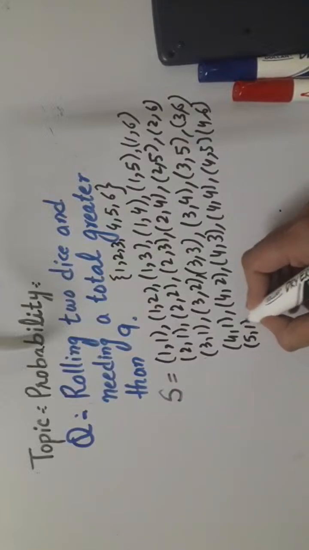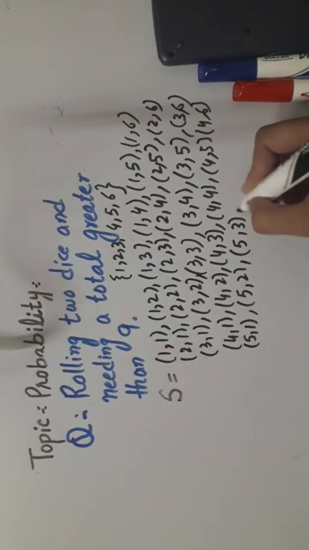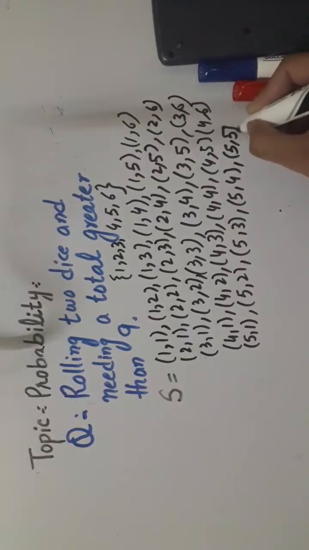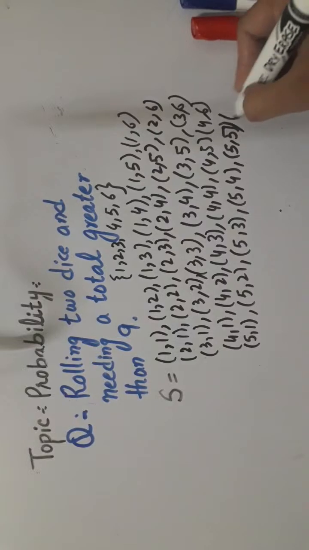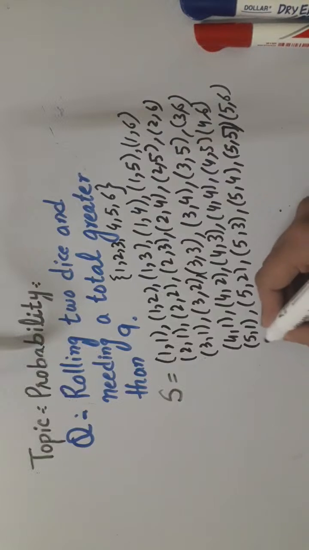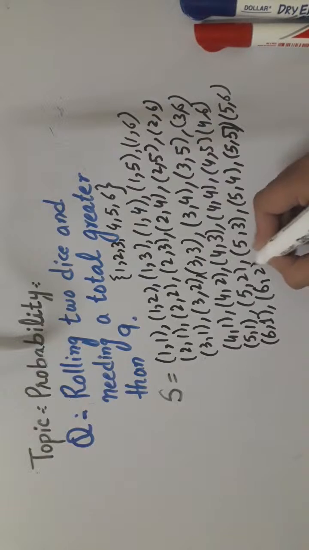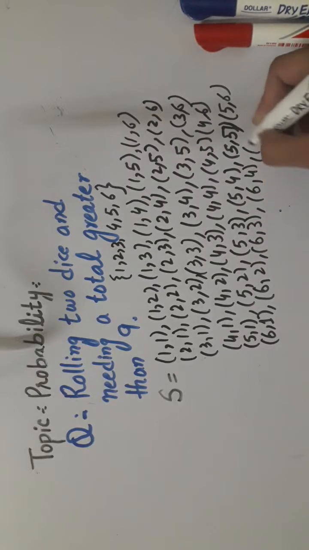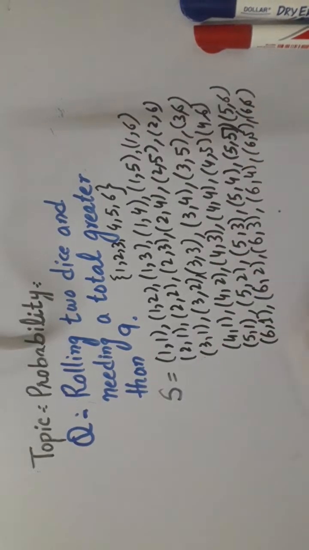5 and 1, 5 and 2, 5 and 3, 5 and 4, 5 and 5 and 5 and 6. And we have 6 and 1, 6 and 2, 6 and 3, 6 and 4, 6 and 5 and 6 and 6. This is our sample space.